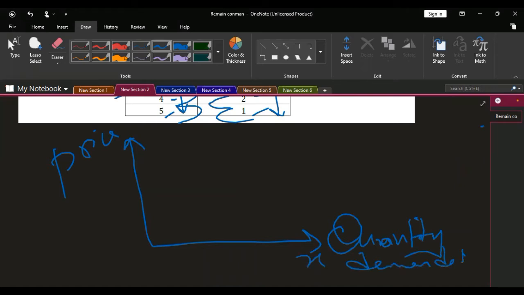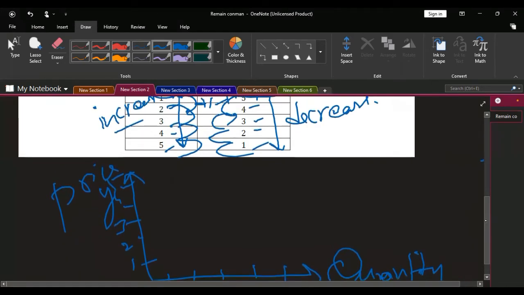This is the x-axis, this is the y-axis. So 1, 2, 3, 4, 5 and 1, 2, 3, 4, and 5. So start making this table by analyzing the above table.